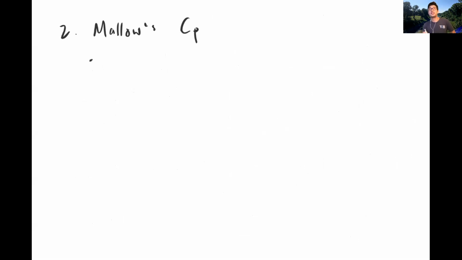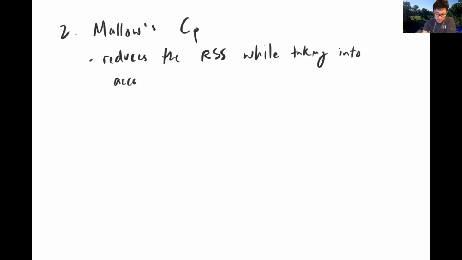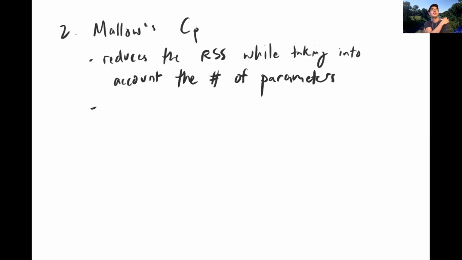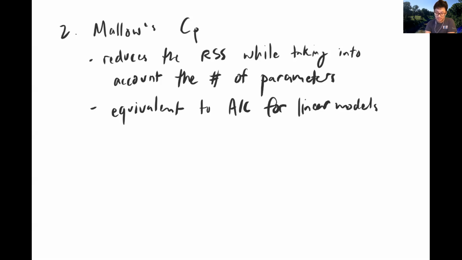Okay. So this one is actually pretty similar to AIC. This reduces the RSS, which is the residual sum of squares, while taking into account the number of parameters. And the differentiation between AIC and Mallow's CP comes more into play in different types of models. In fact, this is going to be equivalent to AIC for linear models, and I mean that proportionally.